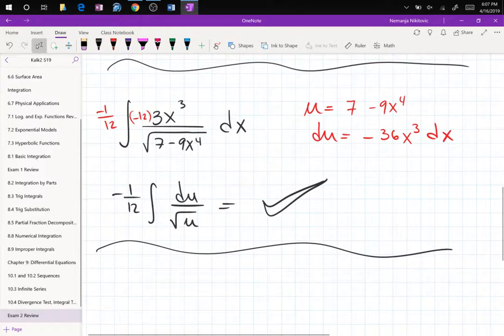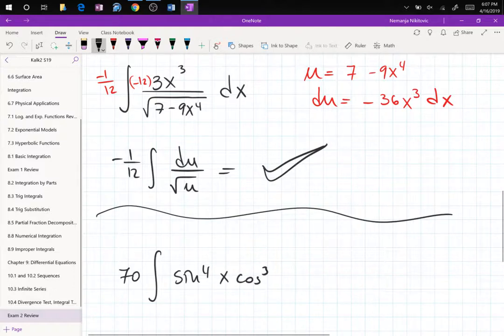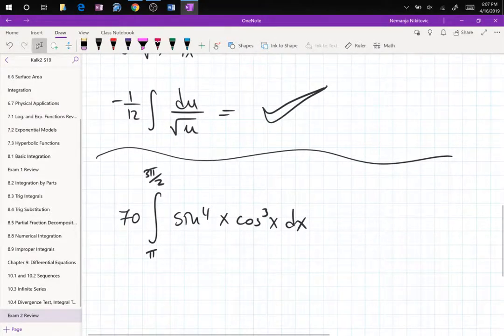Well, you will go home and you will practice, right? So that takes care of one question. Next one. I think this says 70. Great. So we kick 70 outside of the integral. We have sine to the fourth x cosine cubed x dx from pi to 3 pi over 2. You remember this one? You take cos squared. Excellent.